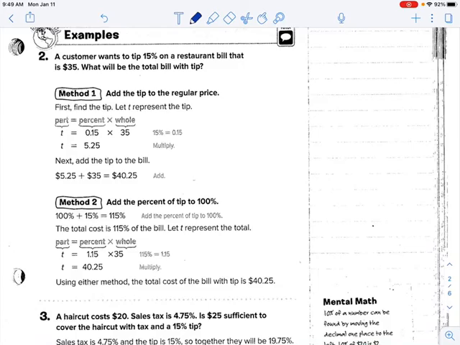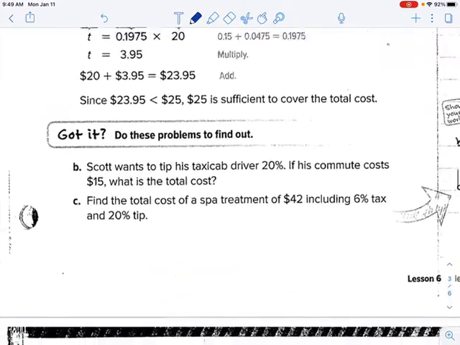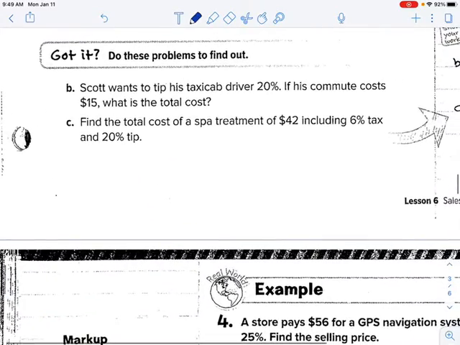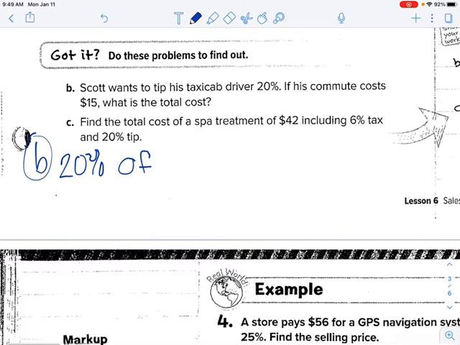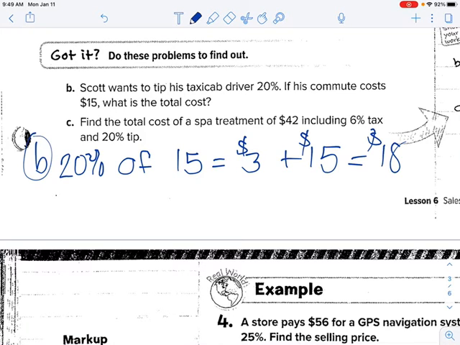All right, so let's go to the next page here at the bottom. Letter B. Scott wants to tip his taxi cab driver 20% if his commute costs $15. What is his total cost? So you want to find 20% of $15. Again, equation or proportion. And that would be $3. And then if you add that to the $15 ride, he's now going to pay $18 for his taxi ride.